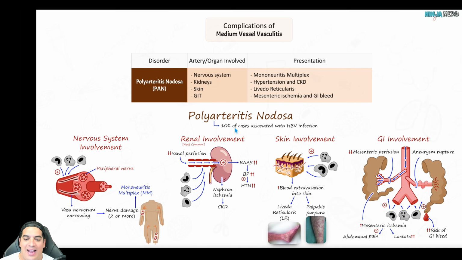Now, here's one last thing to take away for polyarteritis nodosa. A big high yield fact is that 10% of cases are associated with hepatitis B virus infection. That used to be higher, it used to be 30%. But now with the oncoming of vaccines, this is now reduced. But if you have a patient who has polyarteritis nodosa and the question comes up, what should you test for to reduce the risk of recurrence? It's going to be hepatitis B virus serology. All right?